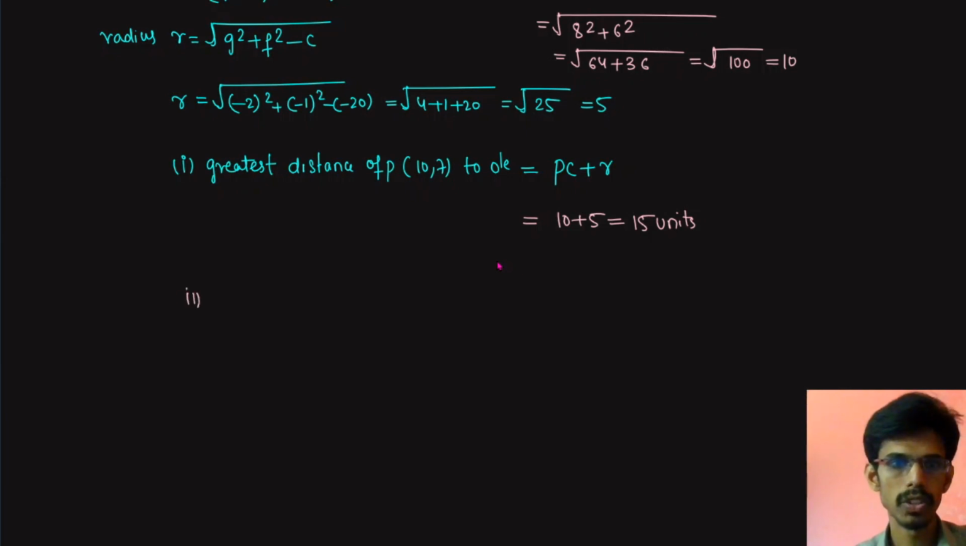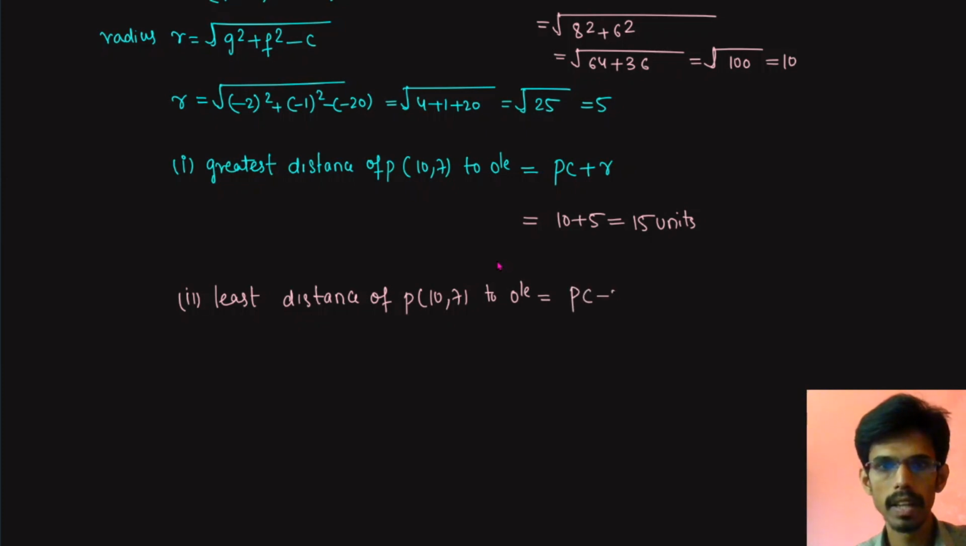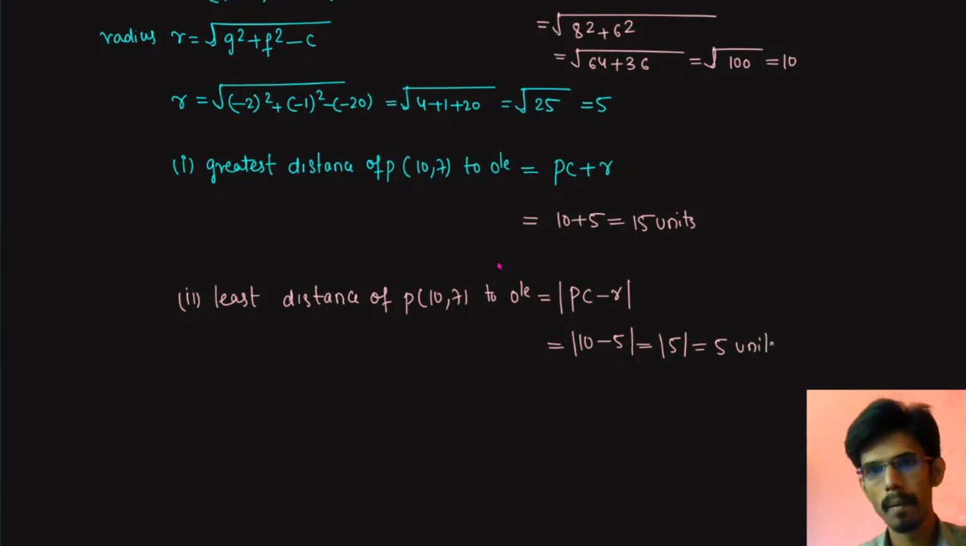Now the second question is least distance. Least distance of point (10, 7) to the circle, the formula is mod of PC minus R. So 10 minus 5 will be mod 5. Mod 5 value is 5. So 5 units.